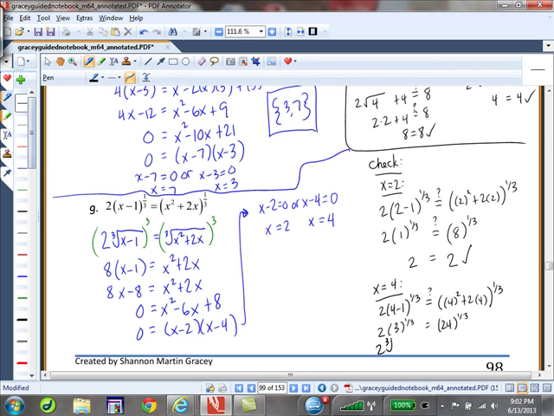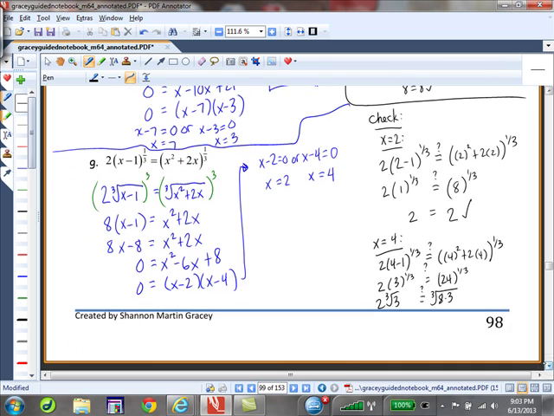Well, 2 times the cube root of 3. Is that equal to the cube root of 24, which is 8 times 3? So we can bring a 2 out of there, and we get 2 times the cube root of 3, which is indeed equal to 2 times the cube root of 3. So that one checks out. It's a little nastier of a check, but it still checks out. Okay, so both answers work. We put them in our roster notation.